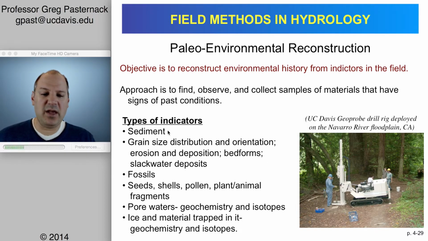And when we collect sediment out of the ground, we can see the sediment, the grain size distribution, orientation. We can assess erosion and deposition mechanisms, patterns that we see, such as bed forms. Fossils might be in there. We might see seeds or pollen grains, plant and animal fragments. This could be ice, or it could be dirt. You might have pore water that's present that you can sample for its chemistry, its isotopes. There's a lot of things that you can do.